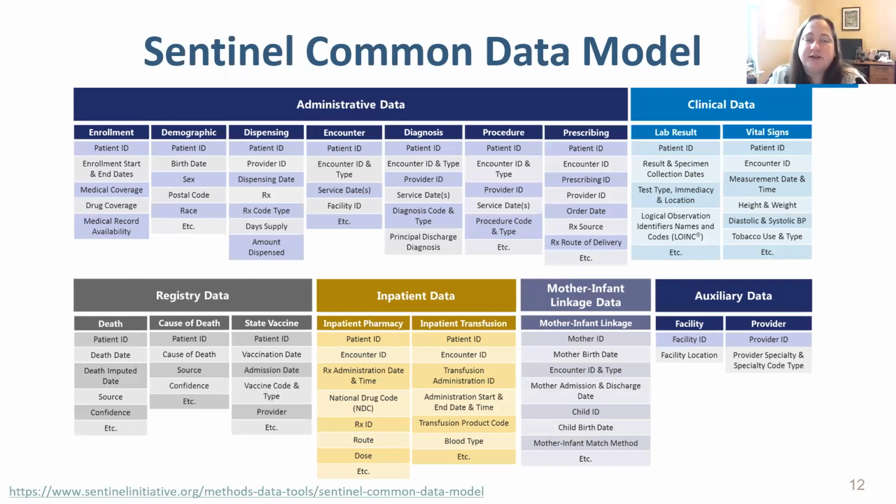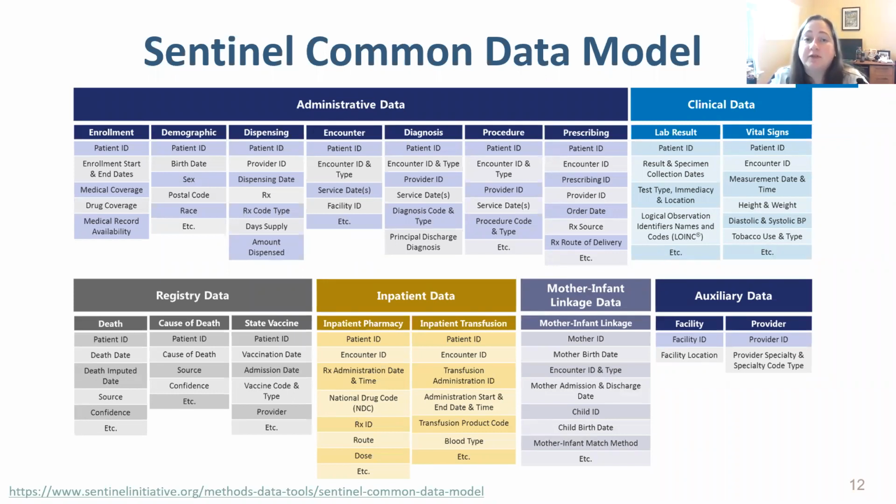So you can imagine if you have data from a number of different data partners, it's going to look different, be structured differently, have different data elements available within each site. So, how do you leverage and sort of combine all of that data? The main way we do that is by leveraging a Sentinel common data model. So this is what our common data model looks like.